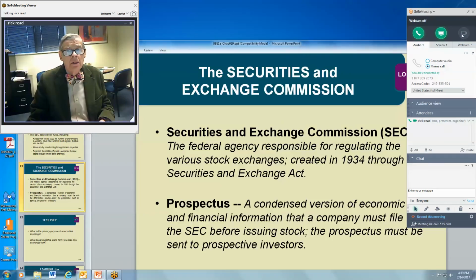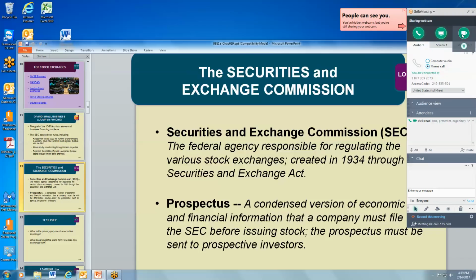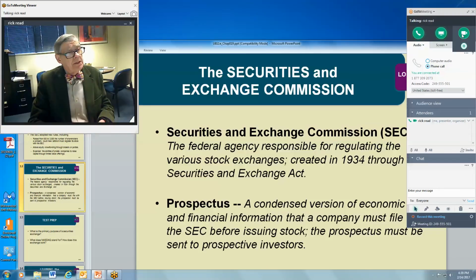The Securities and Exchange Commission is a federal agency that was implemented, as the slide says, by an act of Congress in 1934. That commission is the overseer of stock exchanges.